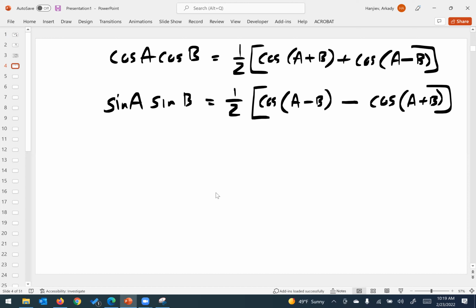Okay, let me just check one thing real quickly. So we have identities to verify, that's true. But then what we do is we just use these products to sum, and we're going to do sum to products as well, to move from one way to the other. We good?